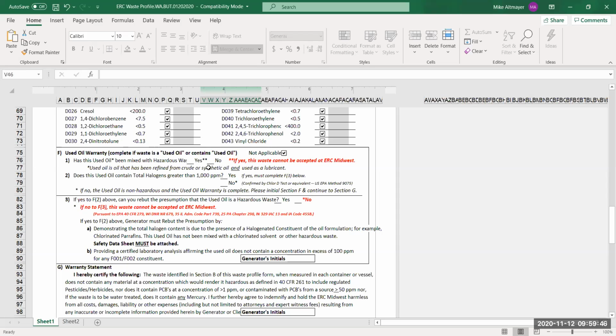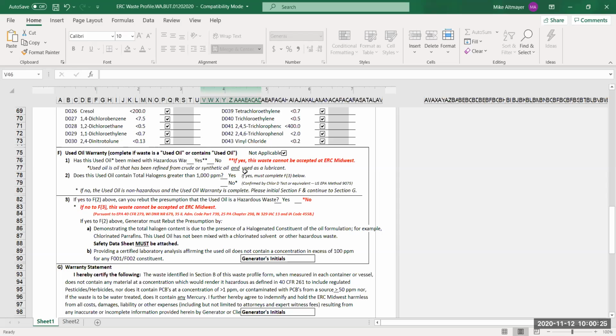So if you have halogens over 1,000 parts per million, which is what this question asks here, then you do have to mark yes. If you had that, that used oil is considered a hazardous waste. Again, we wouldn't be able to accept it if it had 1,000 parts per million halogens or greater. If you do the ChlorDetect and it comes up less than 1,000 parts, then you just mark this box no. And then you can also mark no to this question, has it been mixed with hazardous waste? So that's what we call the used oil warranty. You're just essentially certifying that the waste has not been mixed with hazardous waste.